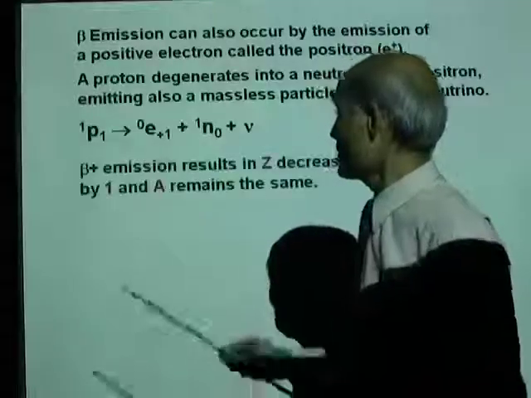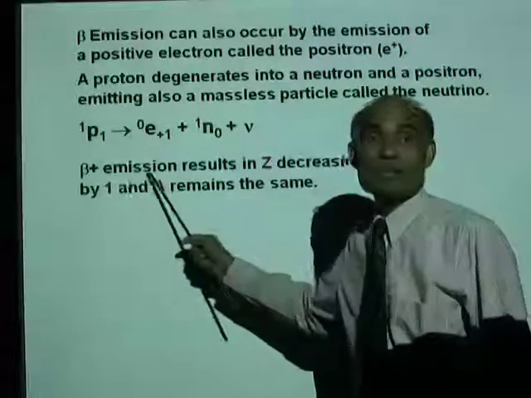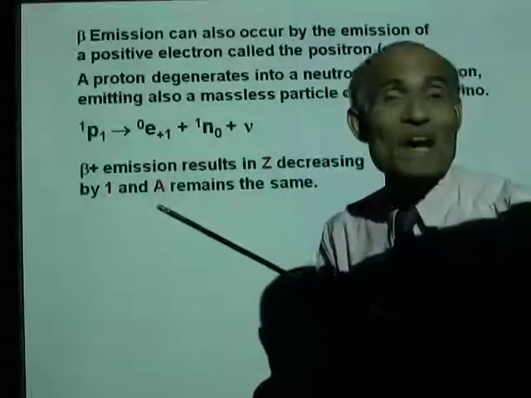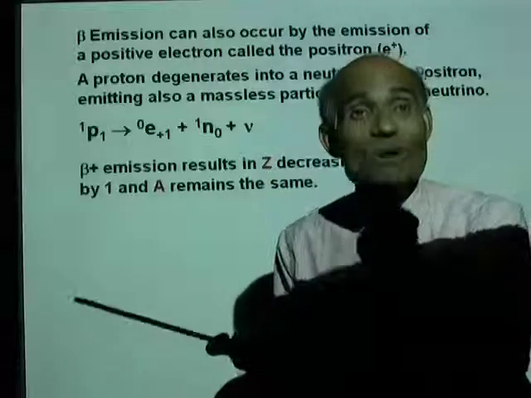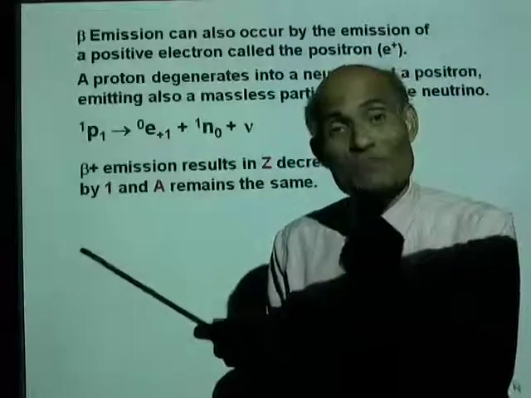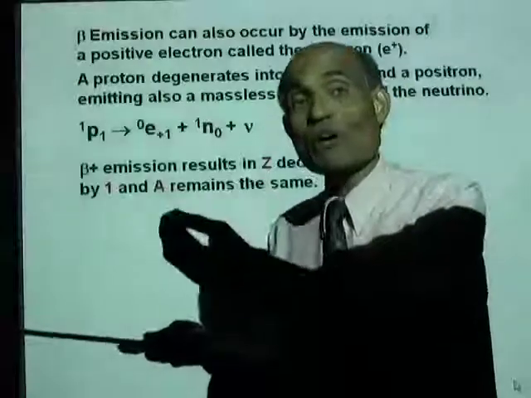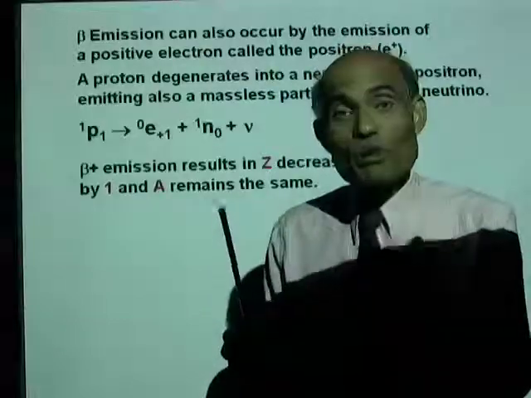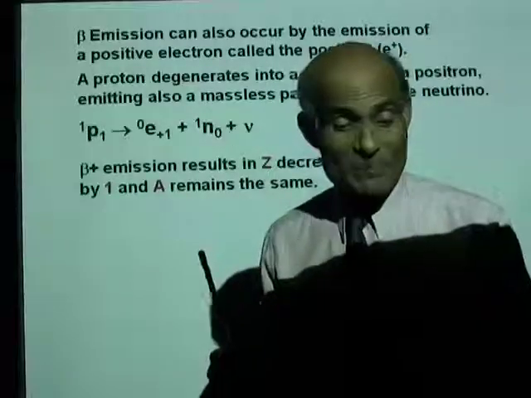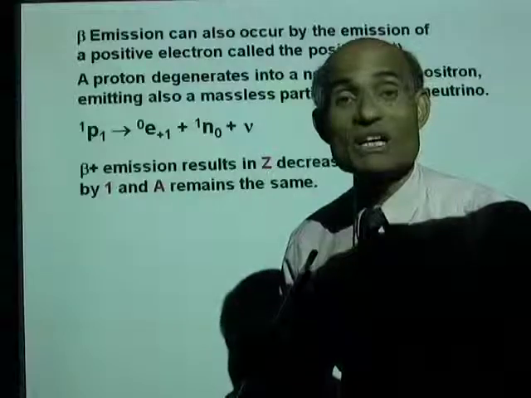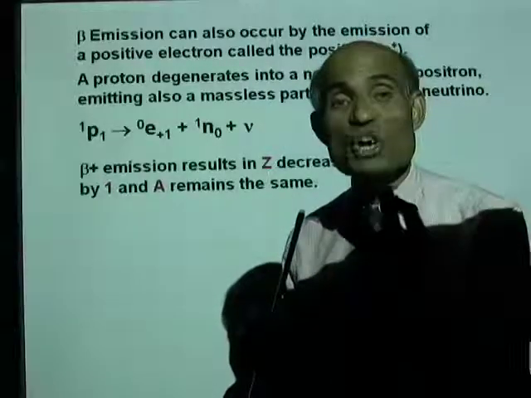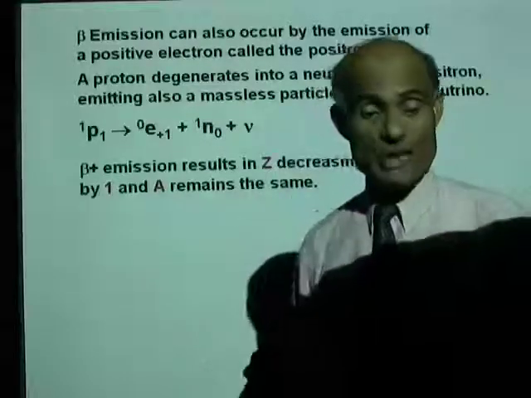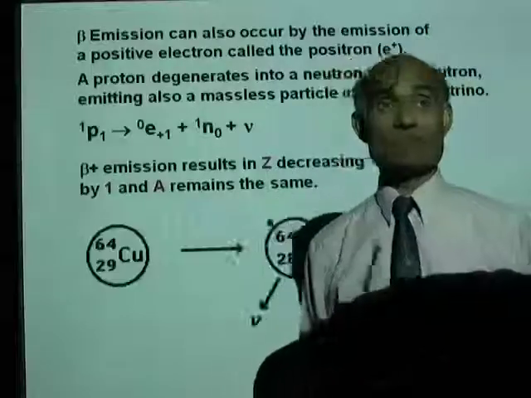Now, as a result of this, a positive beta emission results in Z decreasing by 1 because that nucleus has lost one proton. One proton has become a neutron and a positron. The number of neutrons increased by 1, but the number of protons decreased by 1. That means a positive beta decay results in the creation of the nucleus of the element one step below the original element, but the mass number remains the same.